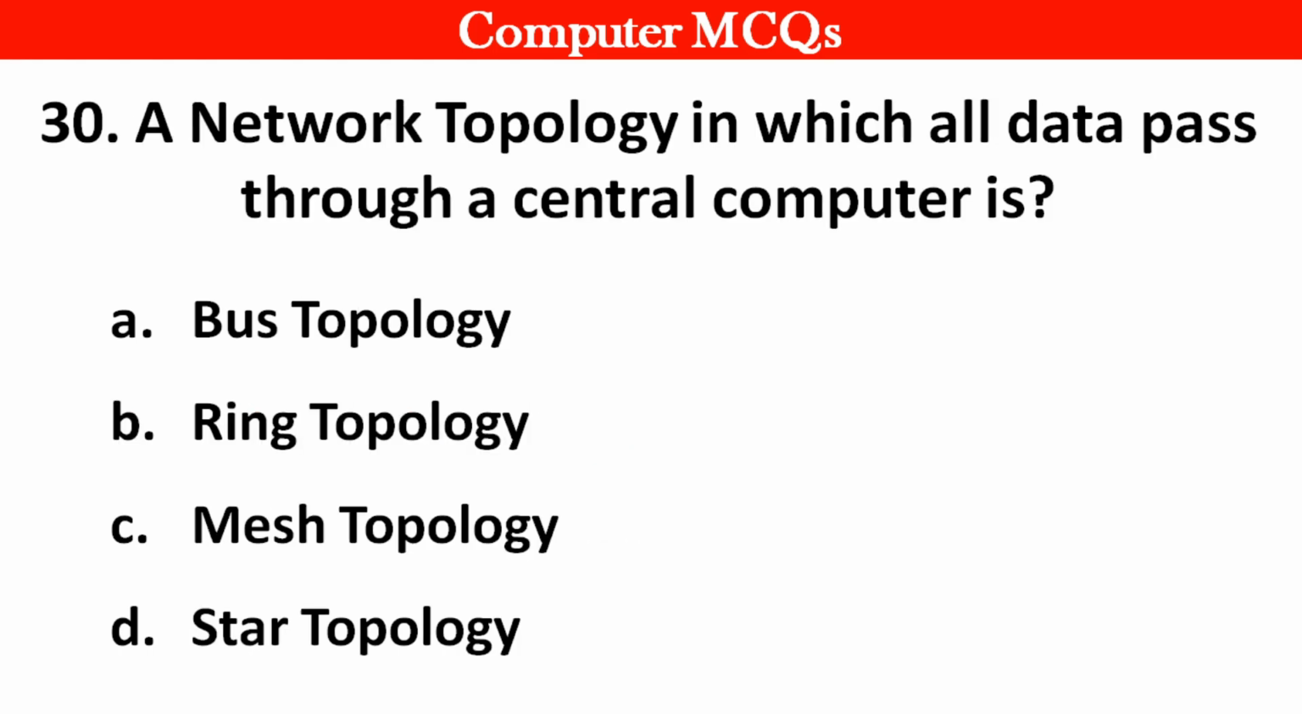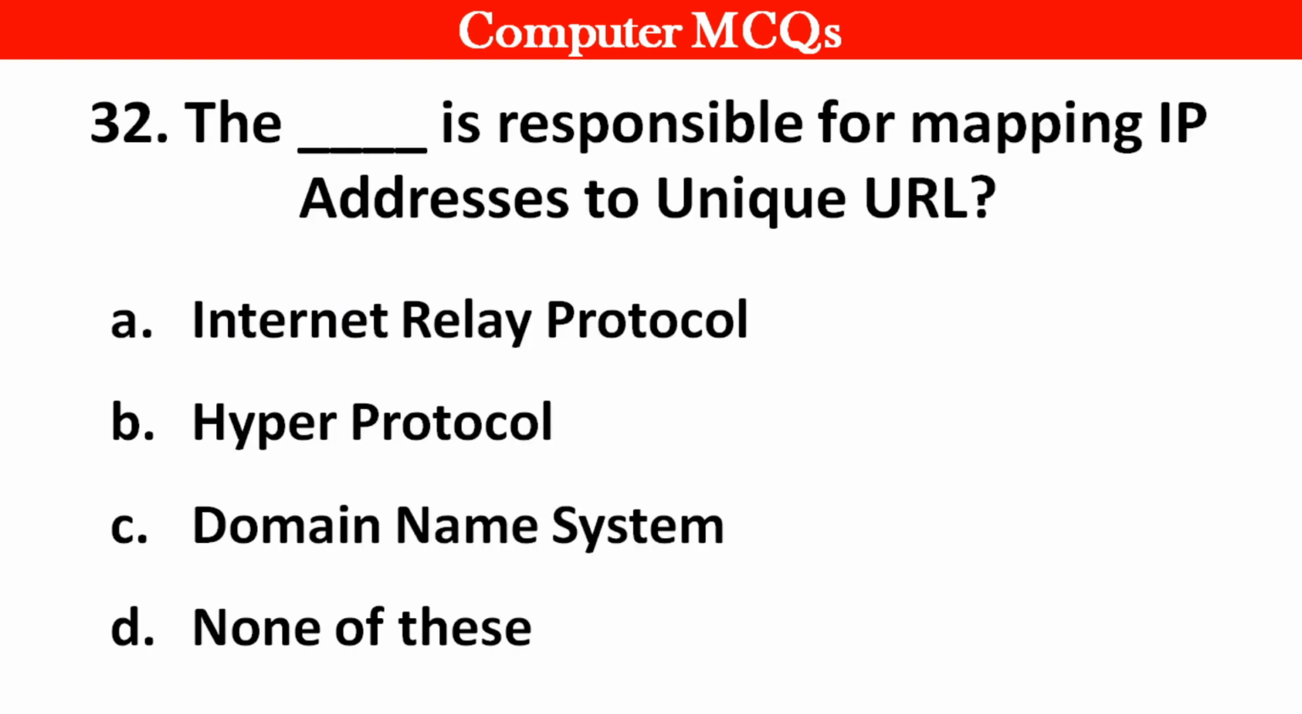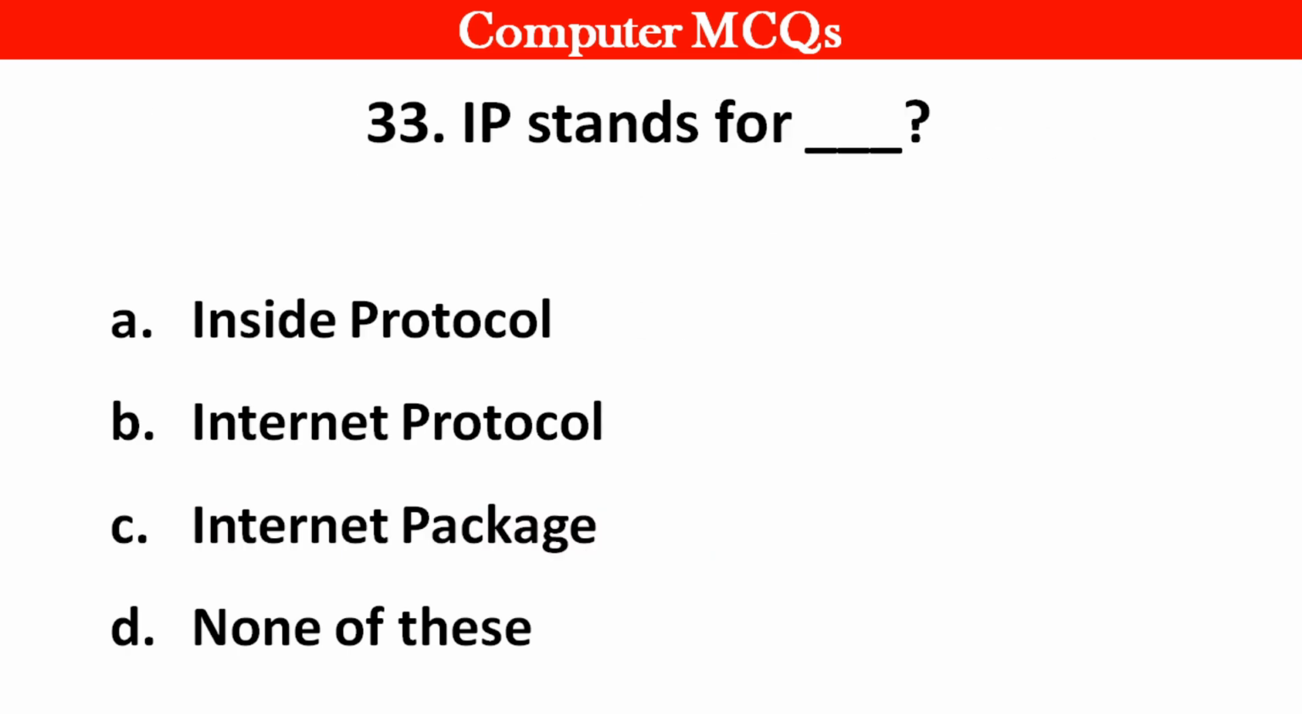Next question, a network topology in which all data passes through a central computer is. Right answer is option D, star topology. Next question, the bare machine of a computer system is called. Right answer is option A, hardware. Next question, the dash is responsible for mapping IP addresses to URLs. Right answer is option C, domain name system.